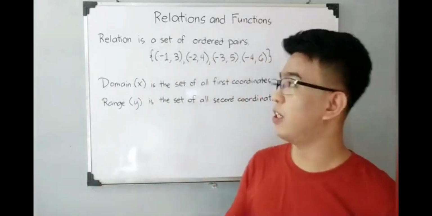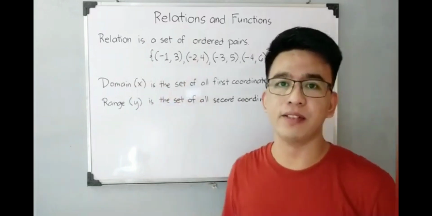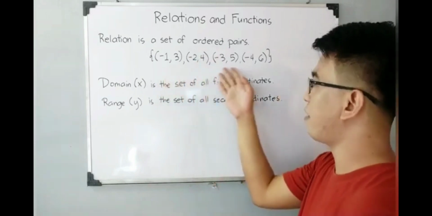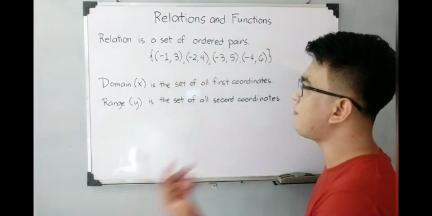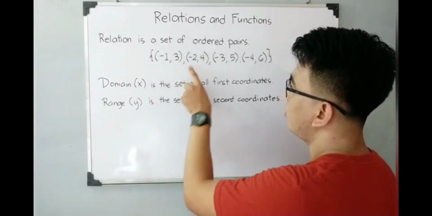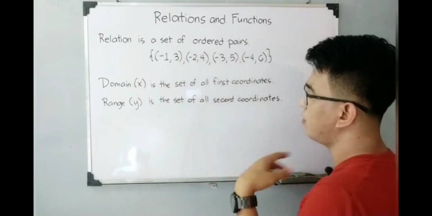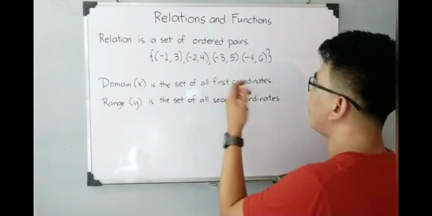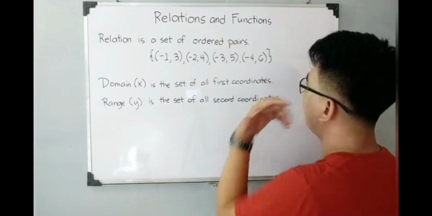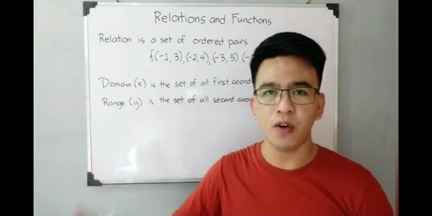We have here the definition of relation. Relation is a set of ordered pairs. So basically, guys, a relation is a set of ordered pairs. I have here an example of a relation in which, as you can see, I have four different ordered pairs. We have (-1, 3) as the first ordered pair, (-2, 4) as the second, (-3, 5) as the third, and (-4, 6) as your fourth ordered pair. Just remember, when it comes to relation, it is the set of all ordered pairs.